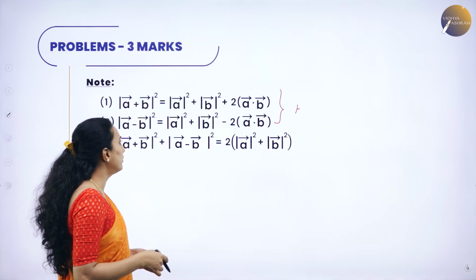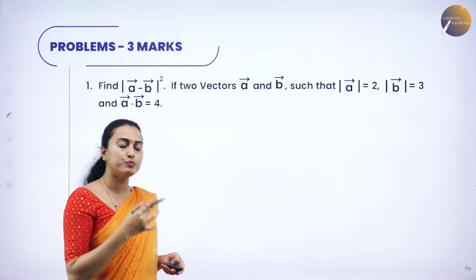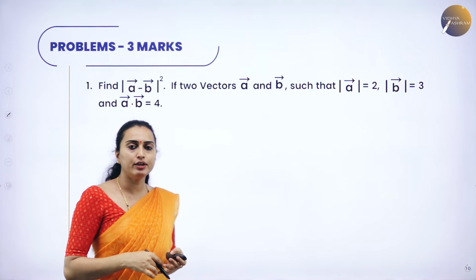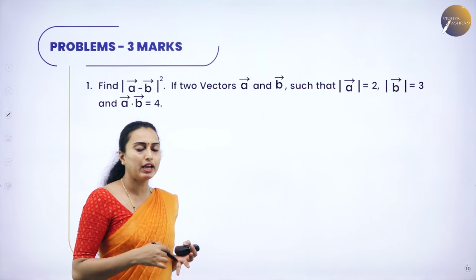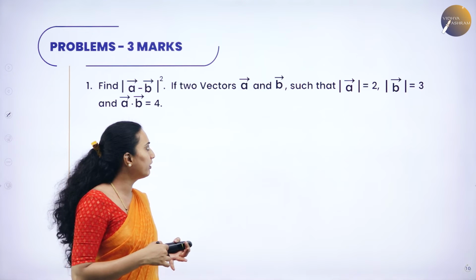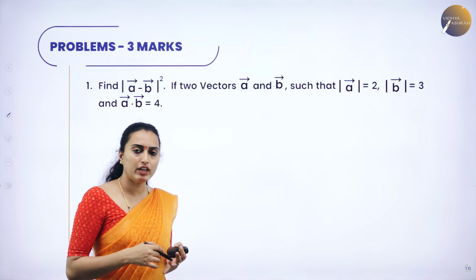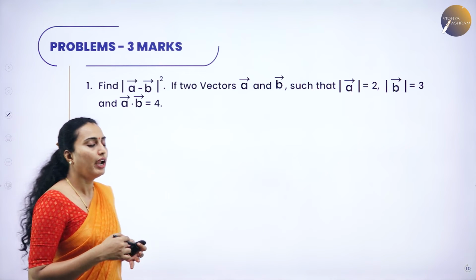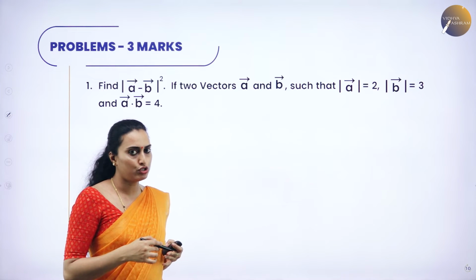Okay. Now we'll be moving on to solving a problem based on these formulas. Here we have to find magnitude of A vector minus B vector whole squared, if two vectors A vector and B vector are such that magnitude of A vector equals 2, magnitude of B vector equals 3, and A dot B vector equals 4.